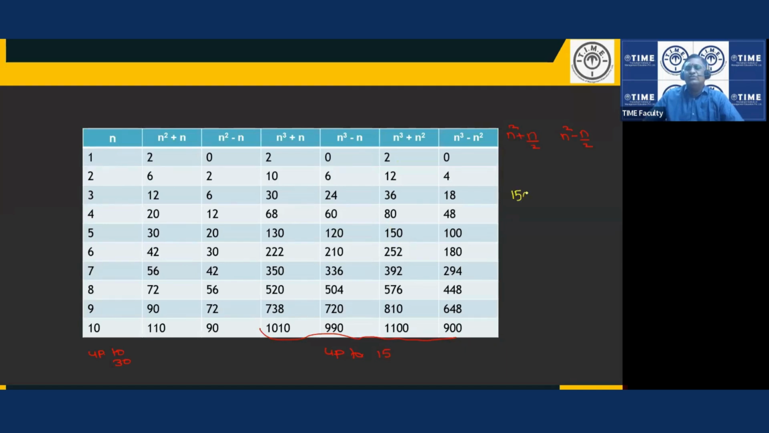The number 150 appears twice in the list, in the column of 5 cube plus 5 square, that is n cube plus n square. The same 150 also appears another way, 12 square plus 12 by 2. 12 square is 144, plus 12 by 2 is 6, giving 150, that is n square plus n by 2. So whenever we see 150, our logic is either n cube plus n square or n square plus n by 2.